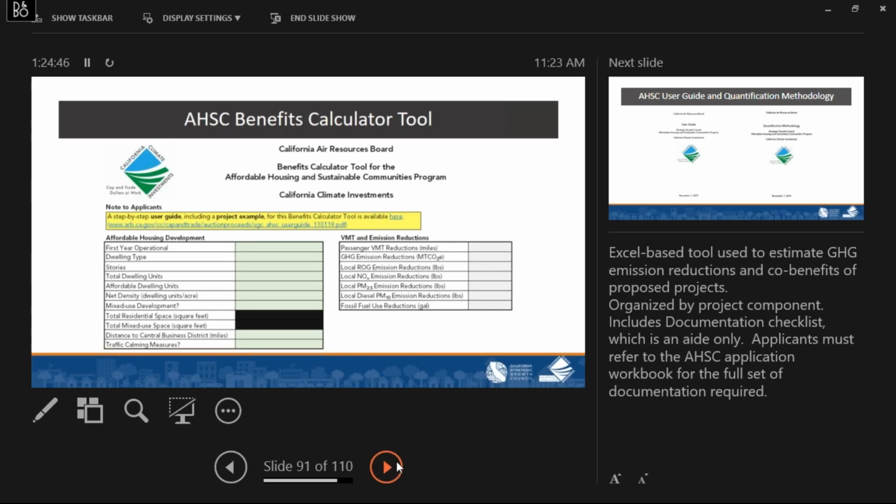This is just a screenshot of the AHSC benefits calculator tool housing tab, and you'll see that there's a link highlighted in yellow that takes applicants to the user guide for the tool. We'll go over that shortly, but the calculator tool is Excel-based and it uses applicant inputs to estimate greenhouse gas emission reductions and co-benefits. Again, there are tabs for each project component and a documentation checklist tab at the end. That tab is an aid only. Applicants should refer to the AHSC application workbook for full information about required documentation.